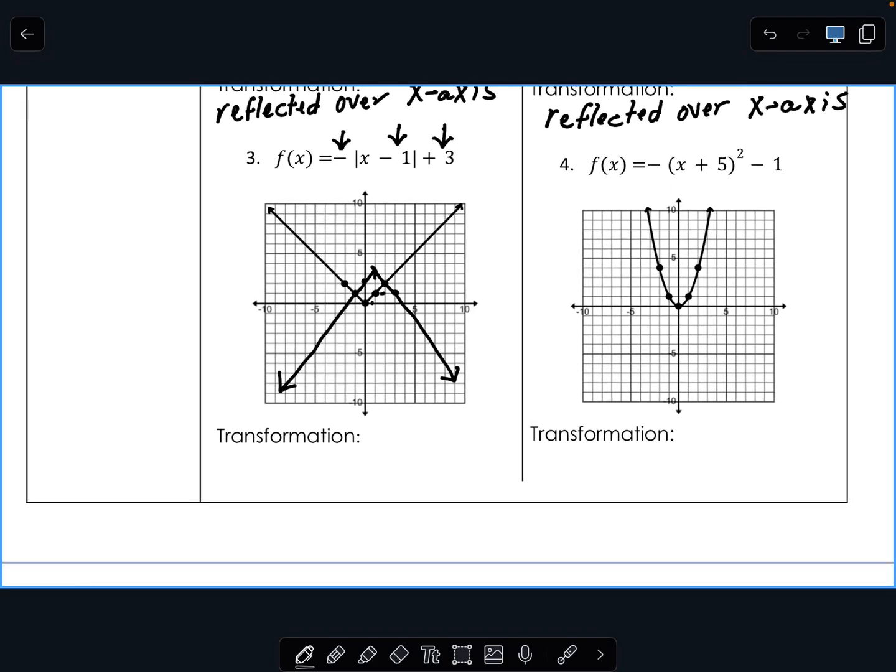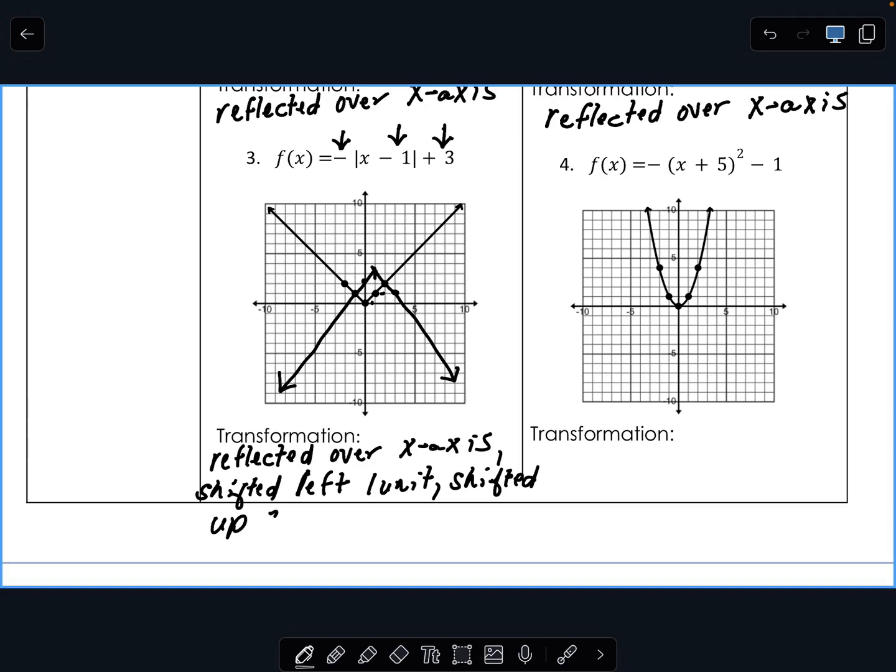So my transformation, it is reflected over the x-axis. Okay. It's shifted left 1 unit, and it's shifted up 3 units.